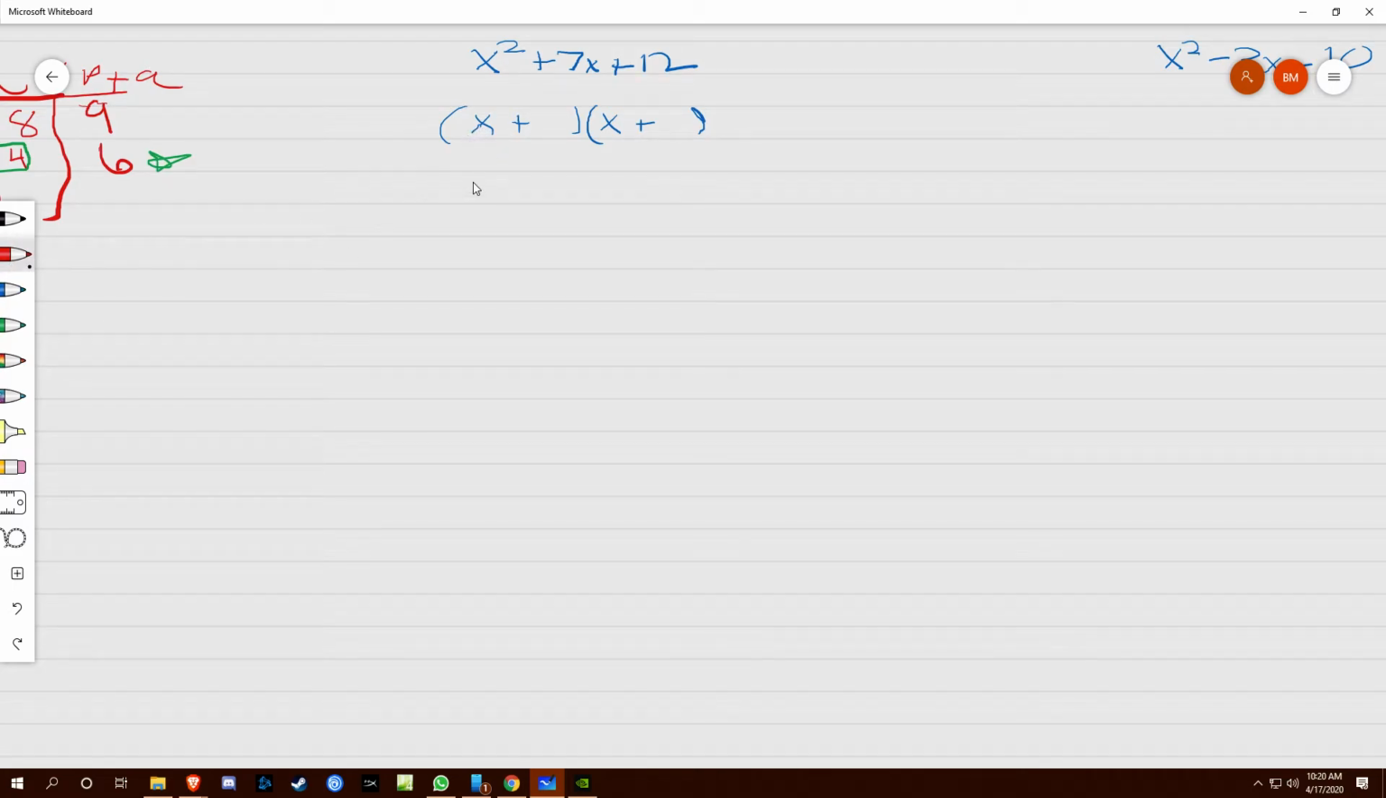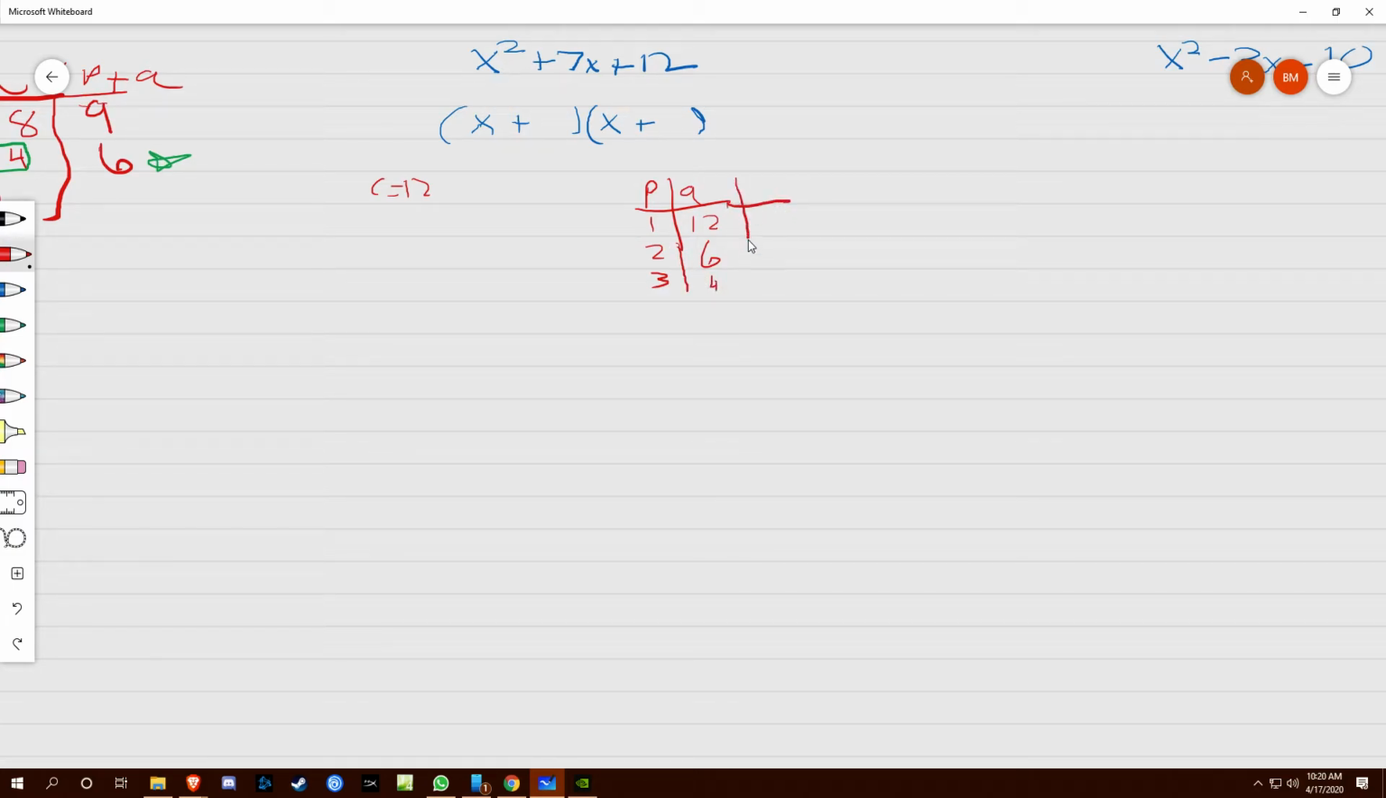All right, now we're going to identify my c term just like normal. That's my first step. So c equals 12. I'm going to make a PQ chart for that. 1 and 12, 2 times 6, 3 times 4. So in this case, I had 3 of them.